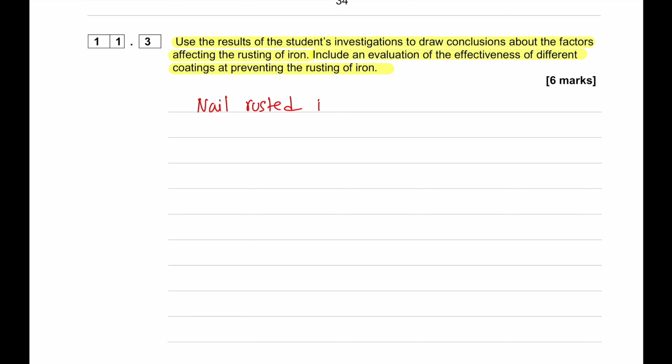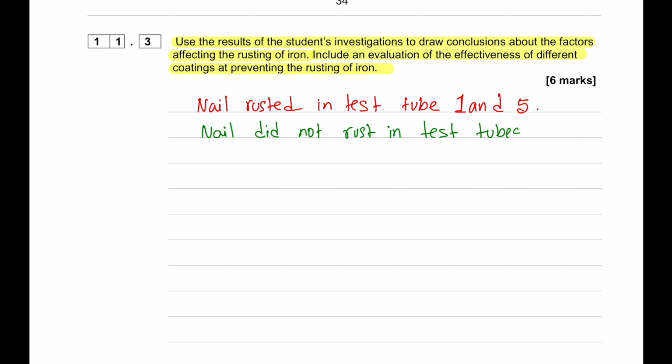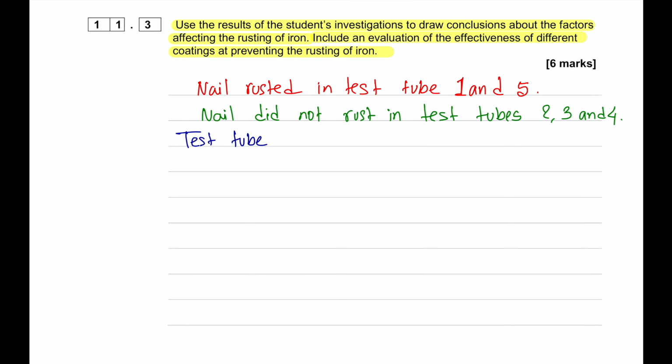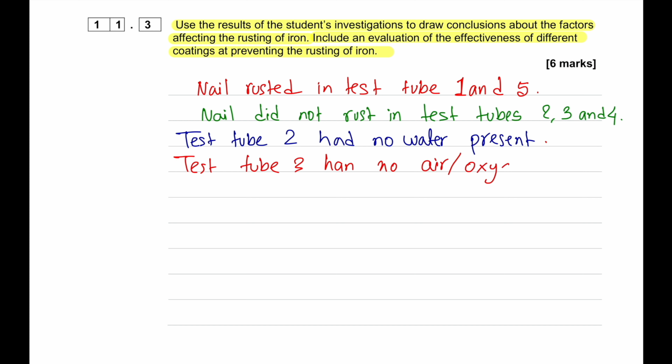To answer this particular question, we will have to make statements about what happened in those test tubes. When we see the data from the table, we can see the nail got rusted in test tube 1 and 5. Test tubes 1 and 4 contain air, oxygen, and water, but the nail did not rust in test tube 2, 3, and 4. Test tube 2 has no water present. Test tube 3 had no air or oxygen present. And in test tube 4, the paint stopped it from rusting. And in test tube 6, the scratched galvanized iron did not rust because galvanizing stops it from rusting.